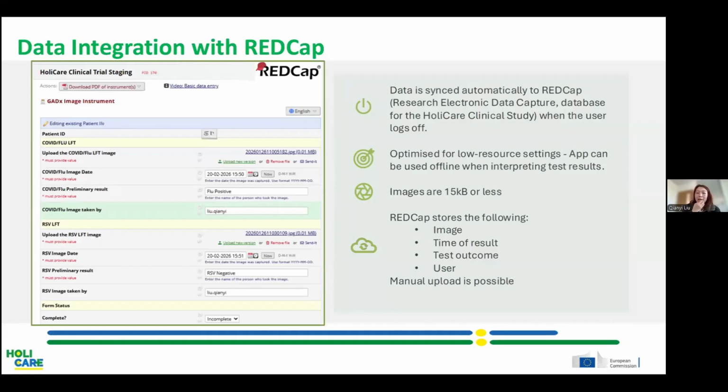Whereas on the REDCap platform, you can see on the left-hand side a screenshot of an example of data captured on REDCap. The test information like the lateral flow test result, time taken, and the team member responsible for this test are recorded.